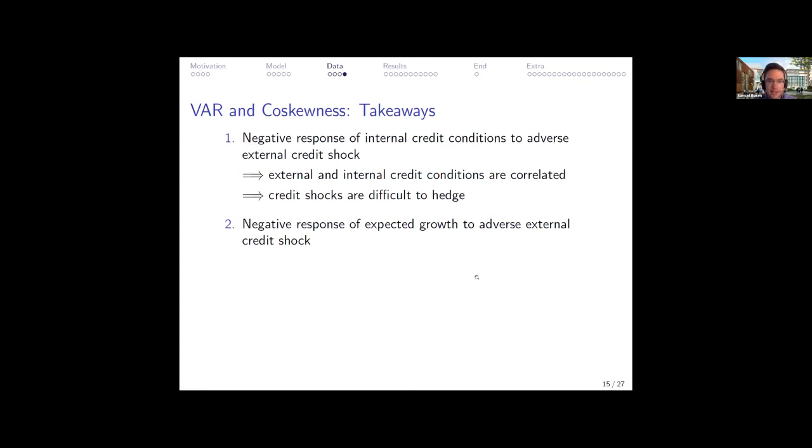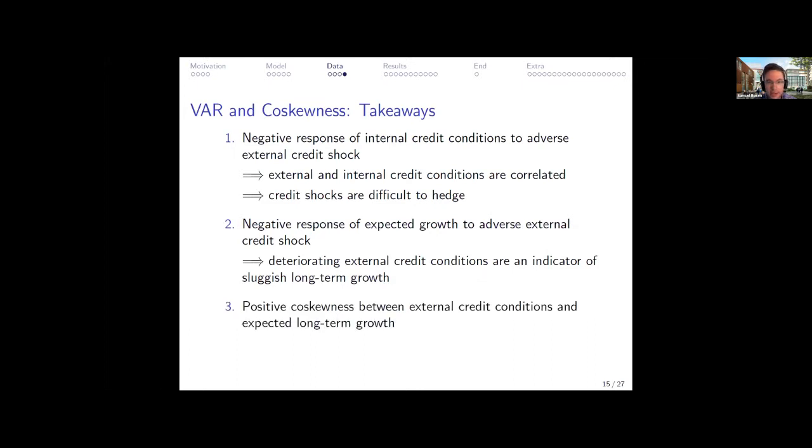So this means that deteriorating external credit conditions are an indicator of sluggish long-term growth. Now finally, we find that the co-skewness between external credit conditions and expected long-term growth is positive. And so what this means is that a relatively bad external credit shock is associated to a relatively large decline in expected growth. To the best of our knowledge, this is the first study documenting this empirical fact.